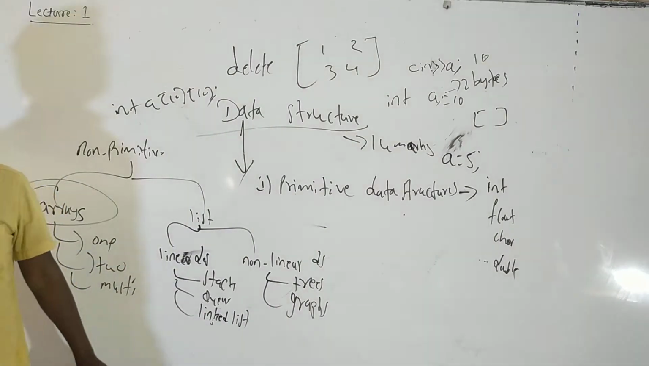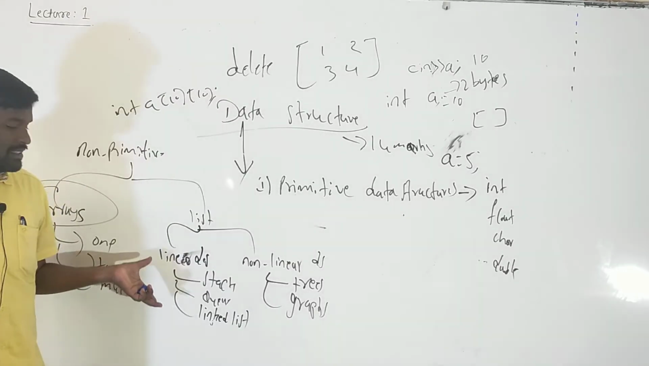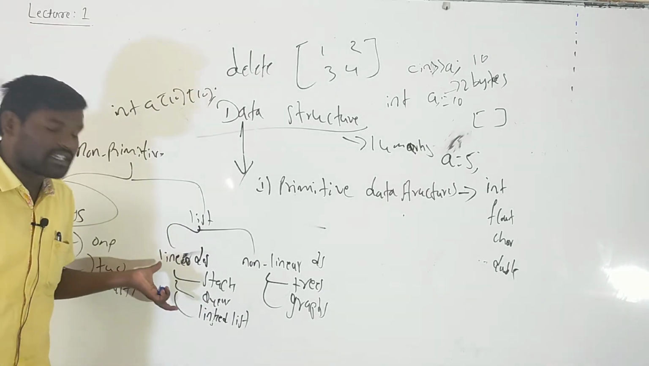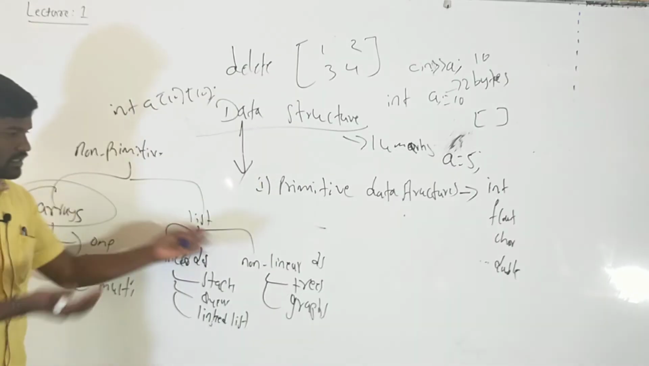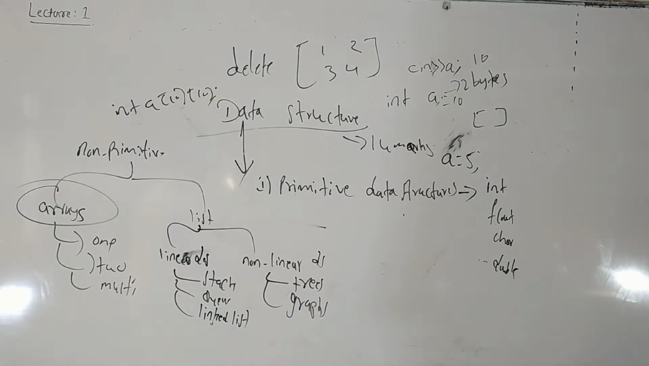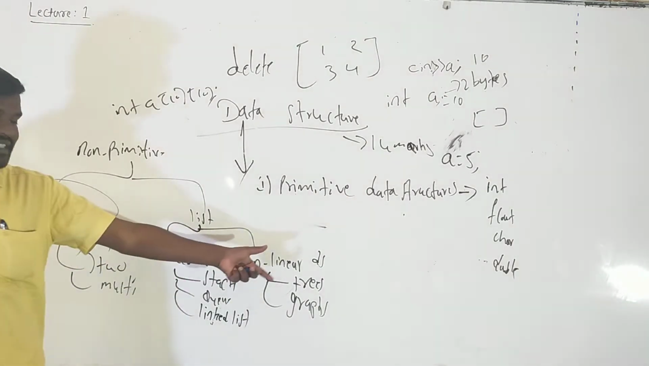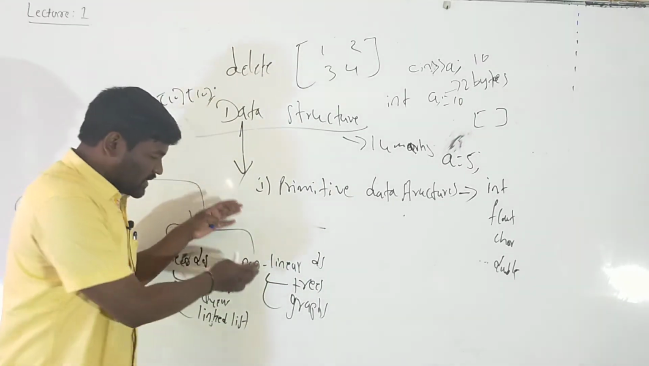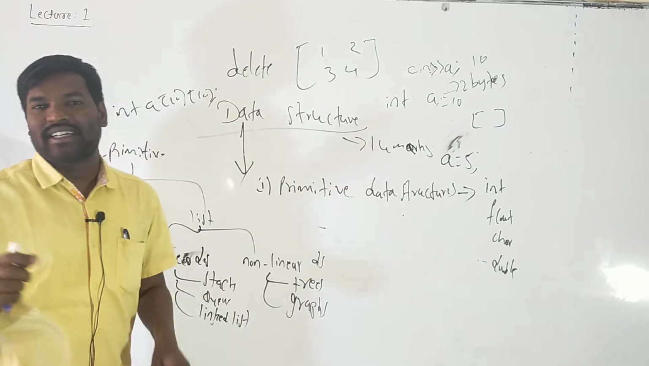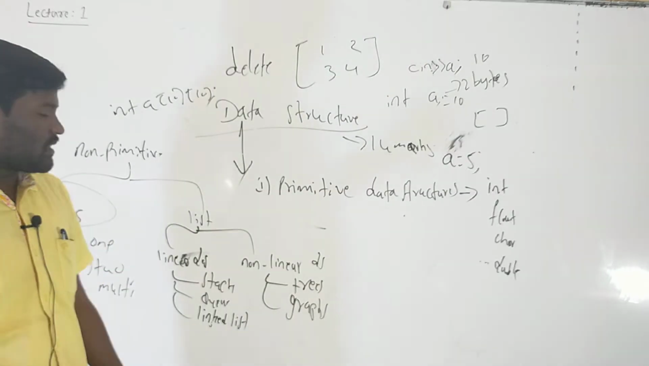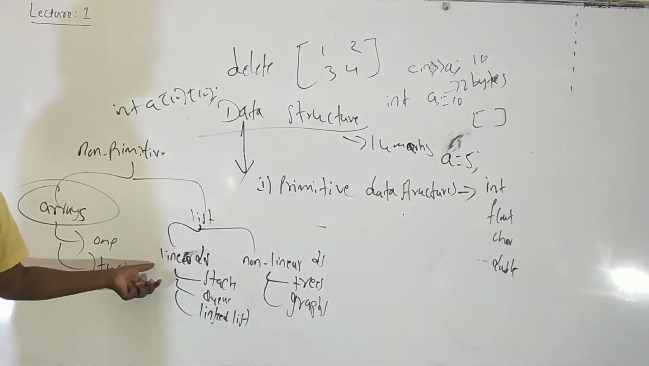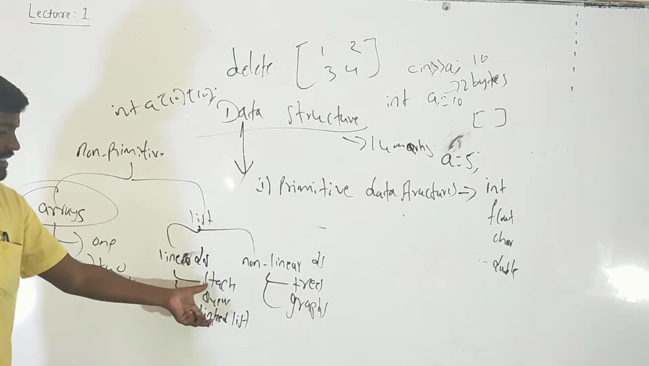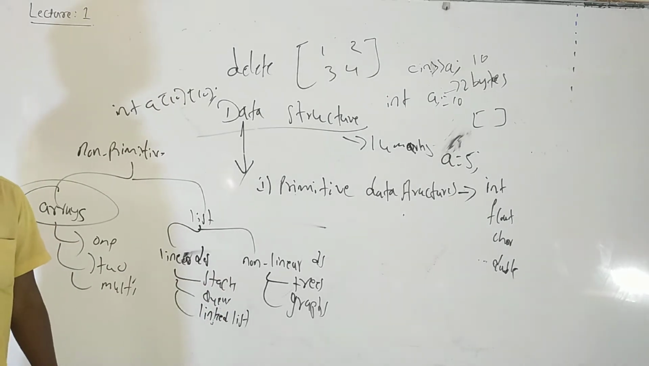Here linear data structures are nothing but data structures where the elements are homogeneous data elements. Homogeneous means arrays. Non-linear means it is heterogeneous. A non-linear data structure is a connection of nodes or a connection of different kinds of several data items: trees and graphs. Okay. So in the linear data structures, again there are sub categories, that is stack, queue and linked list.